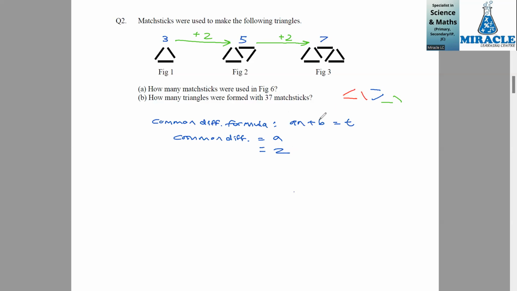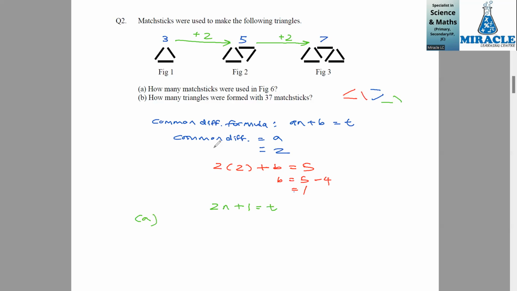So now that we have a, all we have to do is find b. We can take any of these figures to calculate b. Let's say we take figure number 2. We will have a times n, which is 2, plus b equals to t, which is the total number of matchsticks, which is 5 in this case. So b equals 5 minus 4 equals 1. So our formula for this question would be 2n plus 1 equals t.